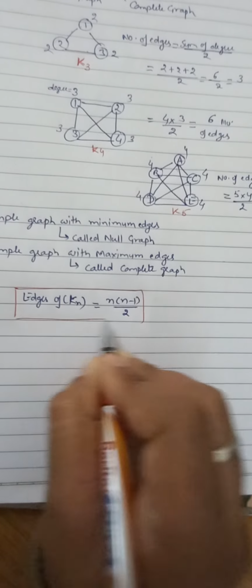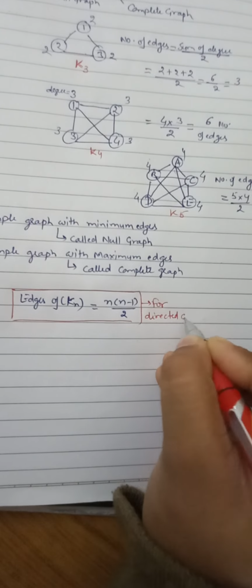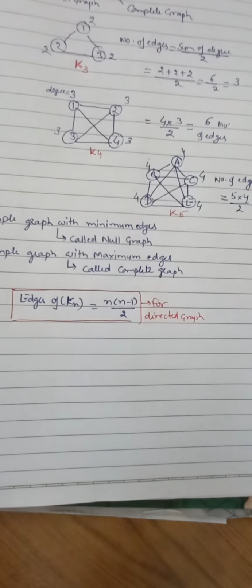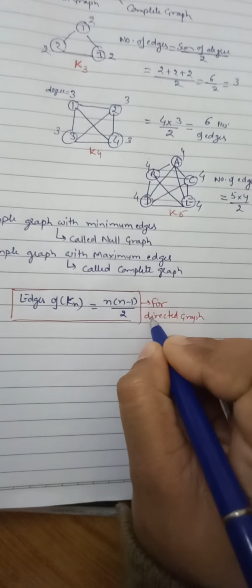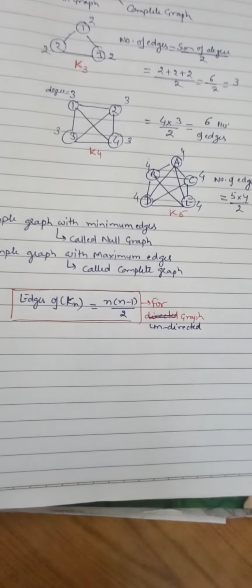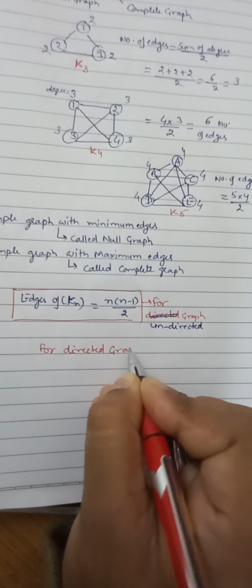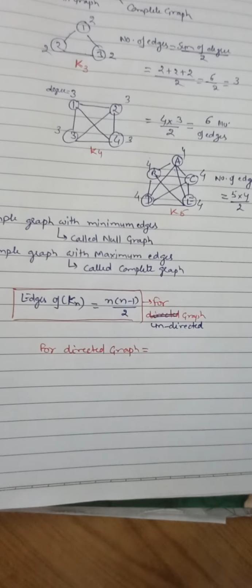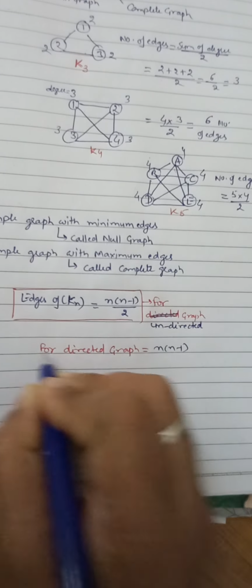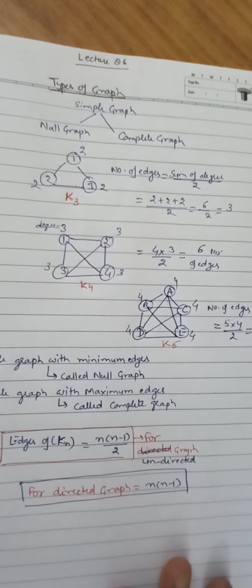So this we can say is for an undirected graph, and for a directed graph, the edges will be n times (n minus 1). So this is all about the types of graph.